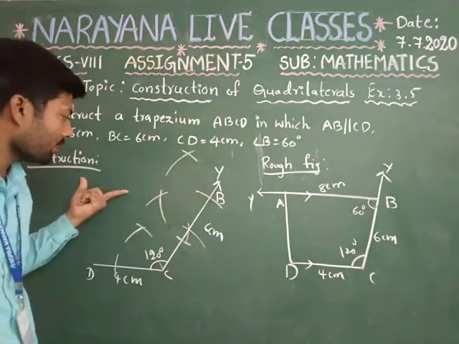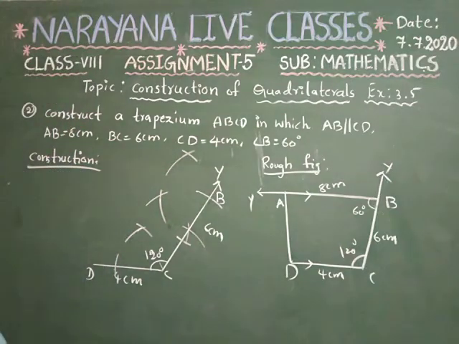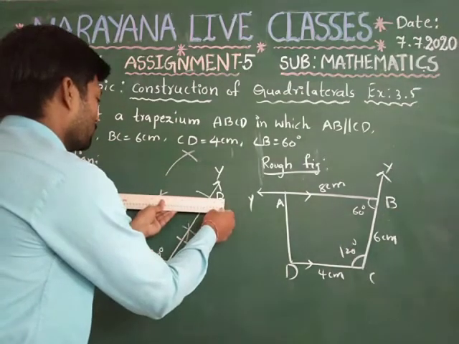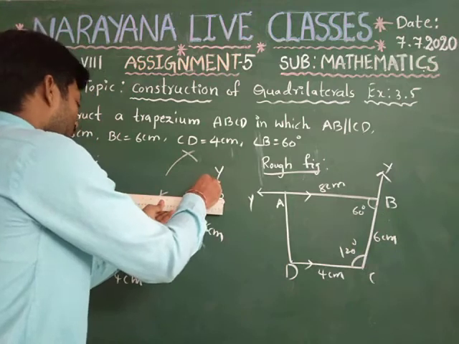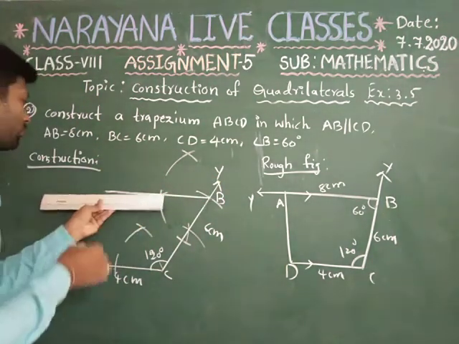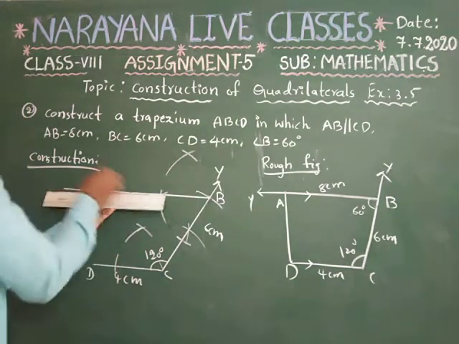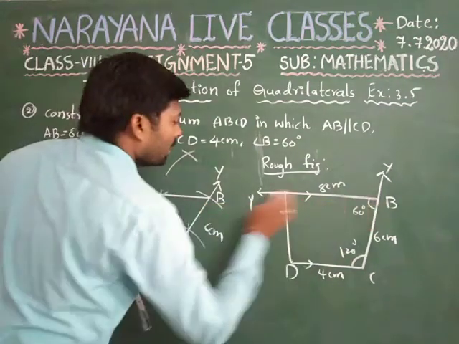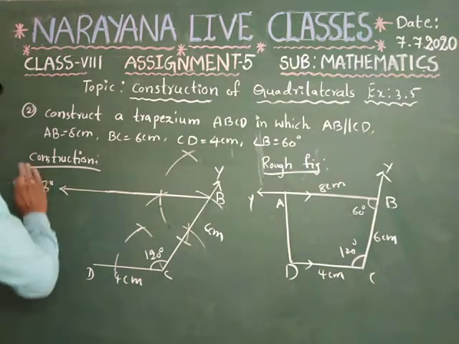Let's join these 2 points to form the 60 degrees construction. Now join these 2 points, draw a line which passes through these 2 points. Extend somewhat. This is the ray BY. Let me call it BY ray.